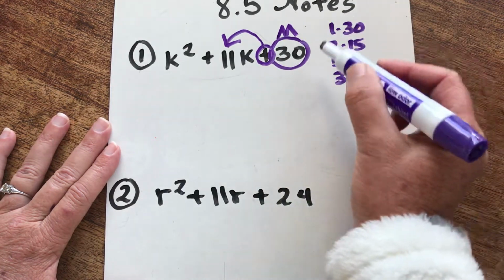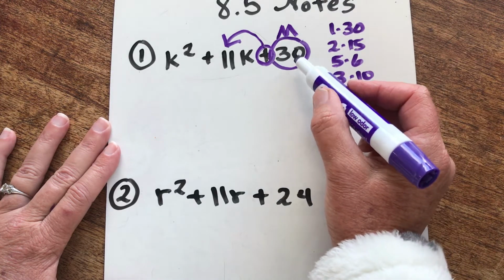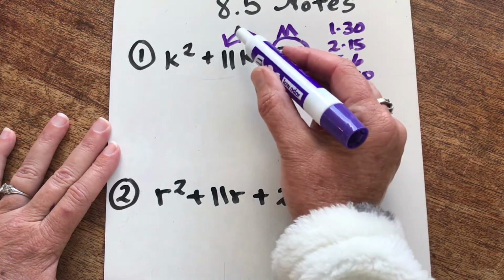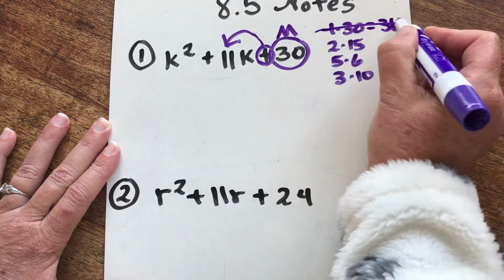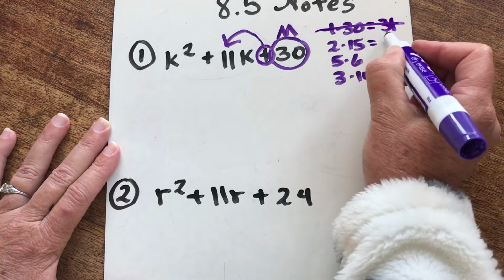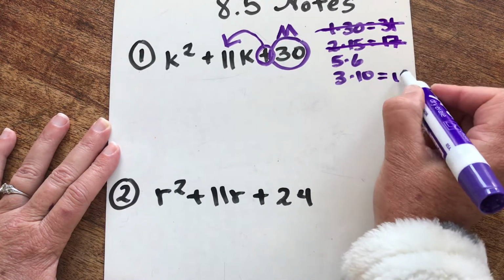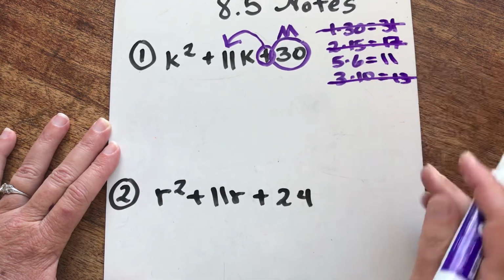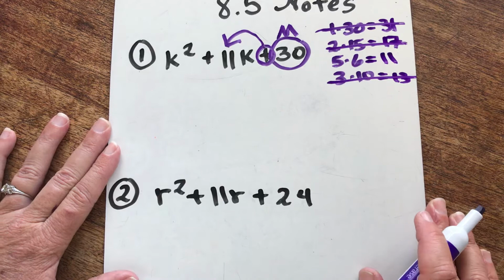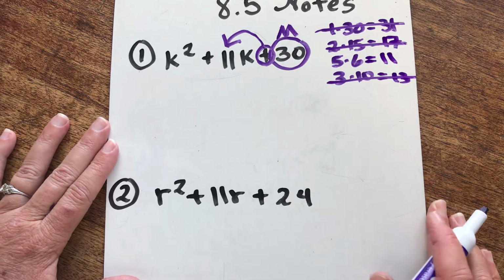Here's our choices that multiply to give me 30, but also add to give me 11. Well, these 2 numbers add to give me 31, not it. These 2 numbers add to give me 17, not it. These 2 numbers add to give me 13, not it. These 2 numbers add to give me 11. We now know our factors. 5 and 6 should be in our answer.